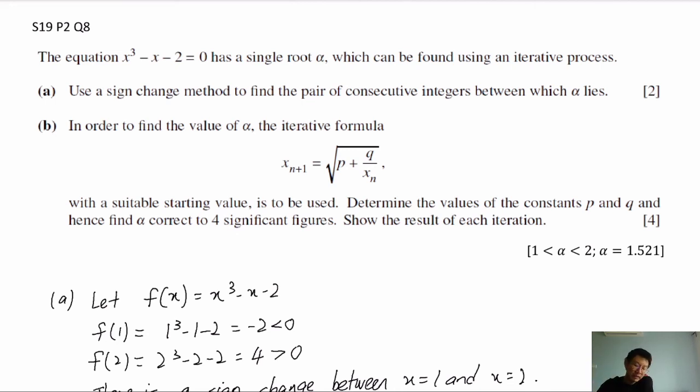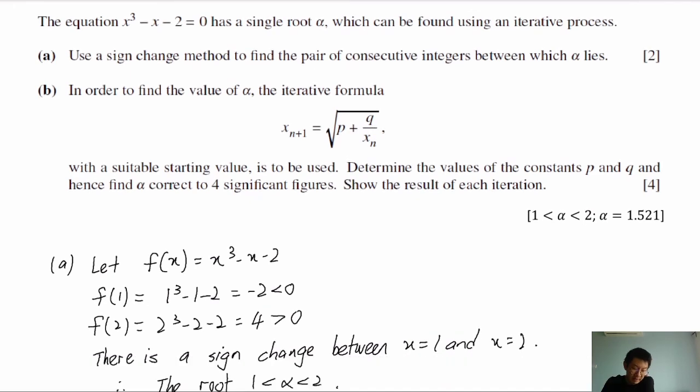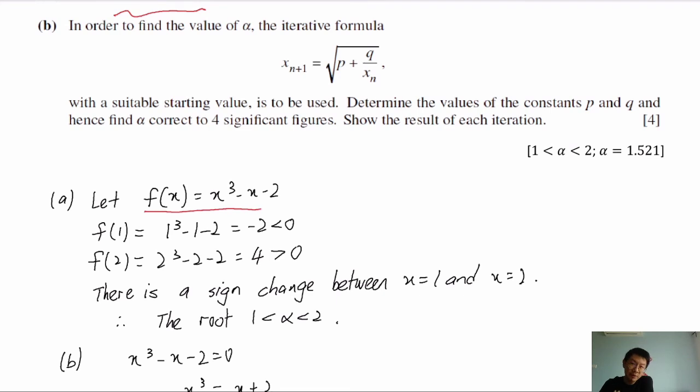So if we know that alpha is a root, it must be in between two values of x in this case that gives us sign change. First, in order for us to use the sign change, always make sure that we have got the equation which is equal to 0. And next what we do is we let it be f(x). The process followed is more like trial and error. So when we have x equals 1, we get a negative value. And luckily, when we use x equals 2, we get a positive value.